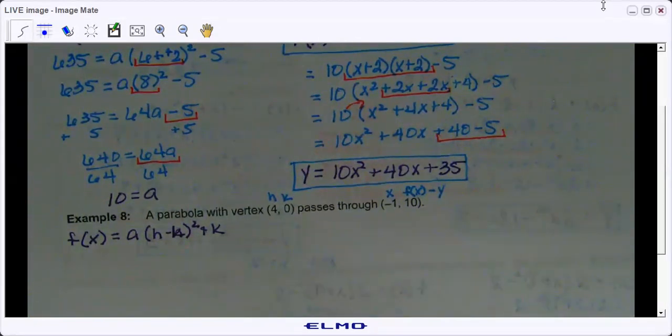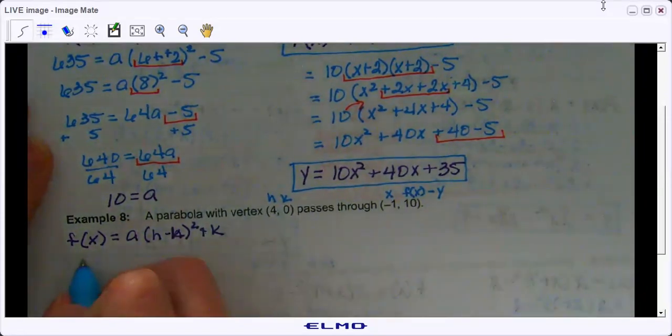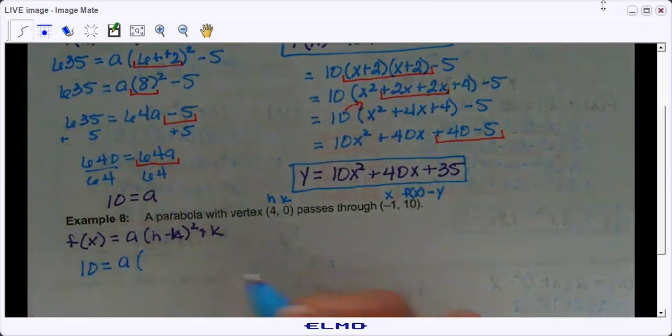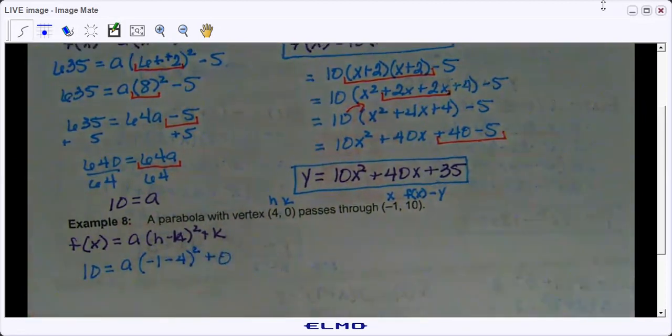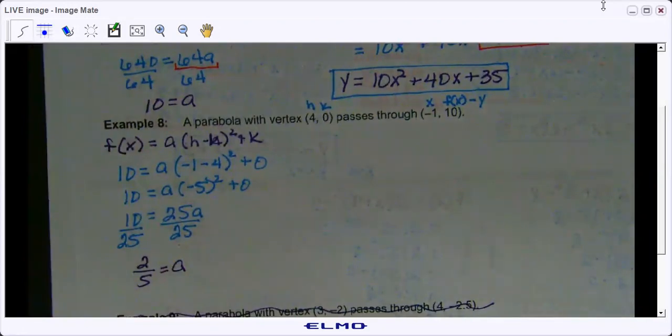Okay, you should have 10 equals A times x, which is -1, and our H is 4, so -1 minus 4 squared plus 0. Any questions on that? Now I want you to solve for A. I'm going to give you a minute to solve for A on your own. Go ahead and check to make sure you got the right answer for A.